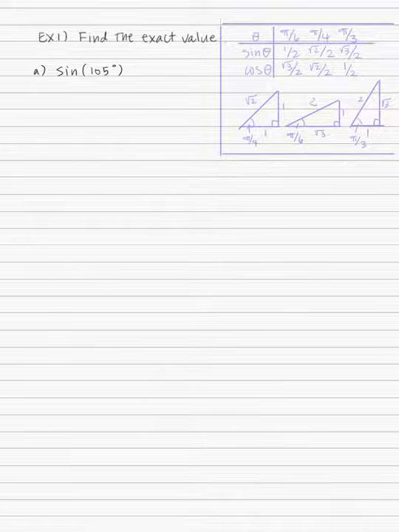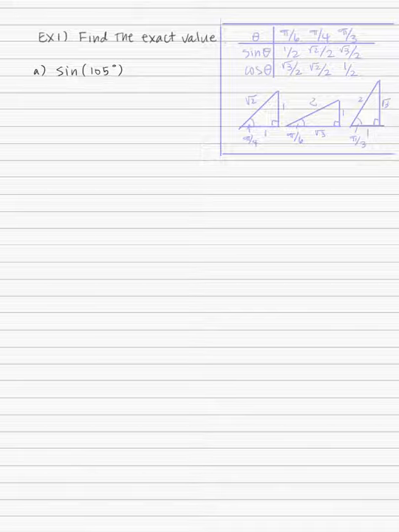Let's do some examples. Example 1, find the exact value. Part A, sine of 105 degrees. On the right hand side, I'm not quite sure which way you like to memorize all the angles, so I have the chart above and then the triangles below. But anyway, let's get started. If I want to use the sum and difference formula, first I need to break down 105 into either the sum of two angles that you know or the difference of two angles that you know.